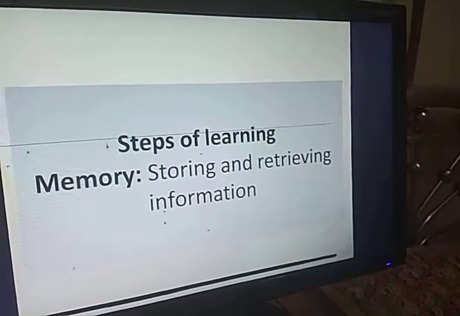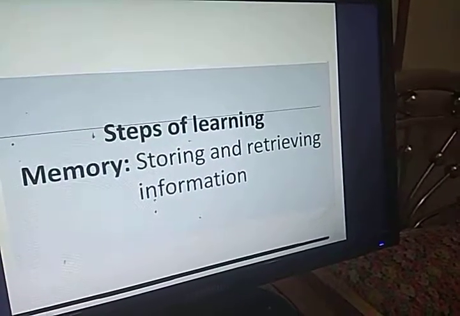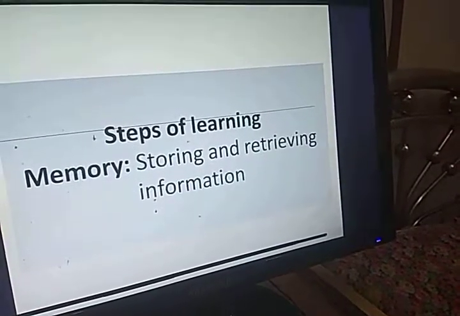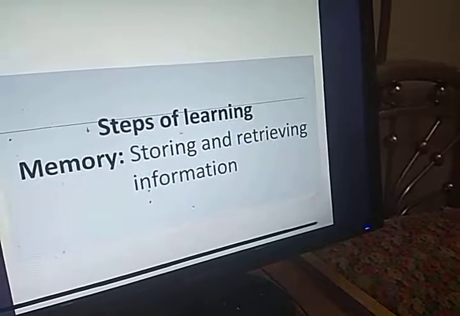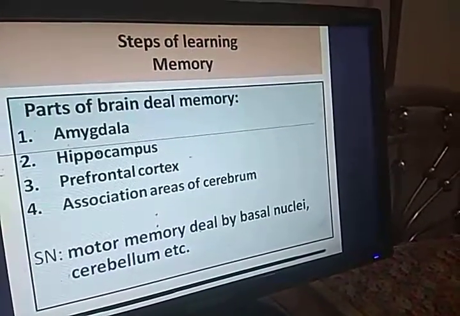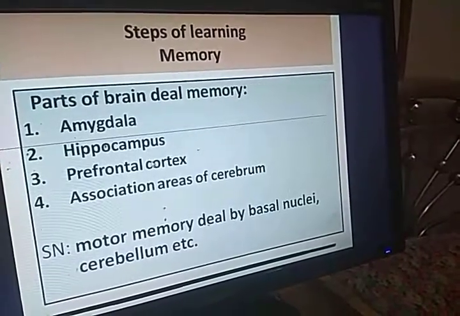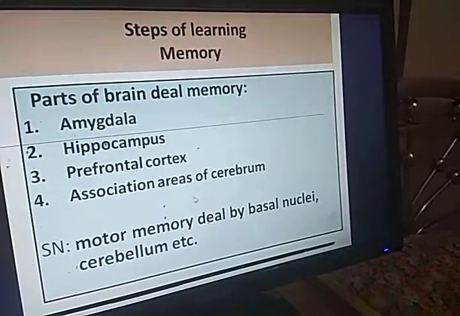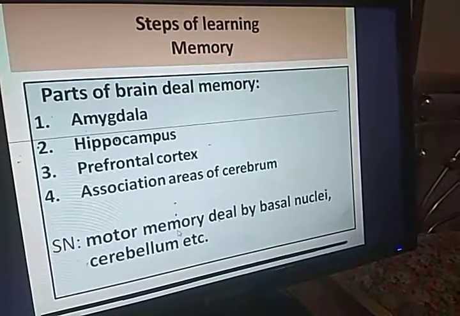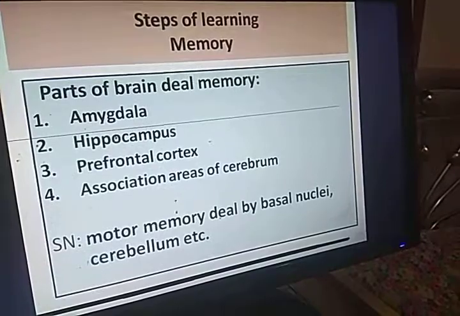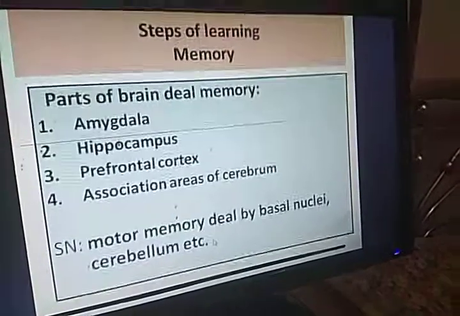Now, the second important step of learning, memory. Memory means storing and retrieving information. Some of the incoming information is stored in specific areas of the brain, and we can use this information for future purposes. The parts of the brain that deal with memory are the amygdala, hippocampus, prefrontal cortex, and association areas of the cerebrum. One important point: motor memory, another variety of memory, is dealt with by separate brain structures, for example, basal nuclei, cerebellum, etc.